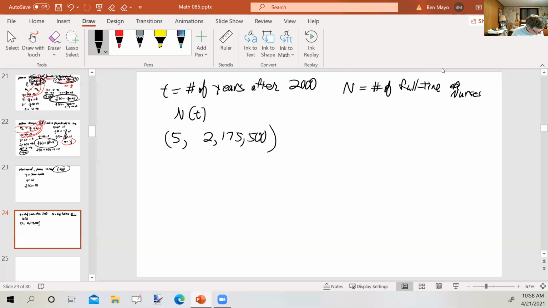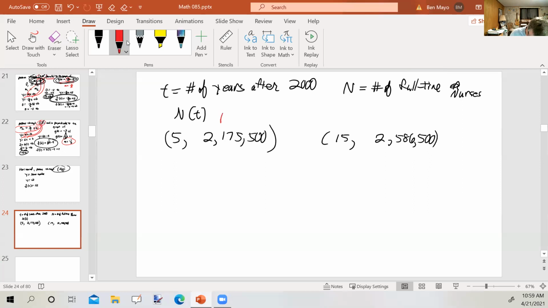Going on, it says, by the year 2015, so that's 15 years after 2000, that number is expected to increase to about 2,586,500. So in 2005, we needed 2,175,500 nurses. In 2015, we needed 2,586,500. Okay, again, t is the number of years after the year 2000. So we don't put 2005 and 2015 in there. We put 5 and 15 in for t.